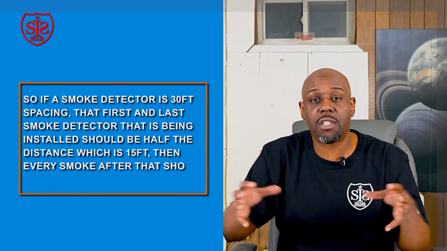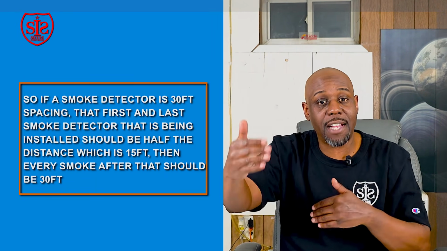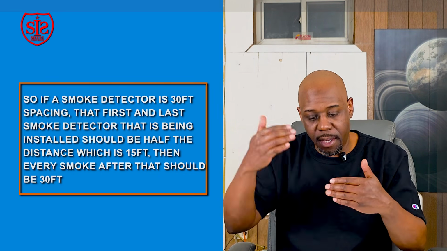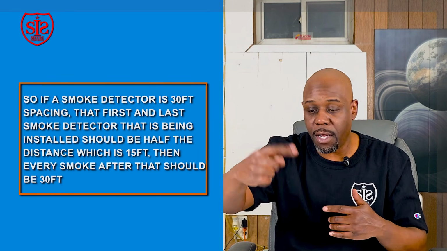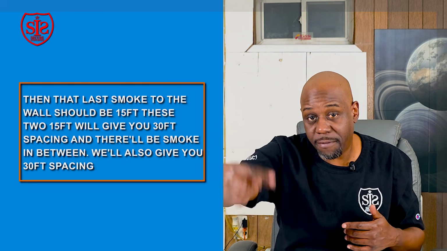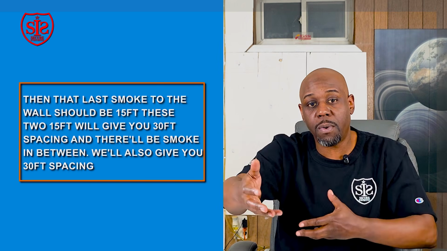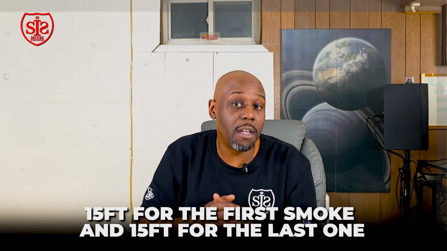Now, what this is saying is if you have a room, let's say 100 feet by 100 feet, we're going to give an easy dimension. The first smoke detector is the 0.7 rule. So if a smoke detector is 30 feet spacing, that first and last smoke detector being installed should be half the distance, which is 15 feet. Then every smoke after that should be 30 feet. Then that last smoke to the wall should be 15 feet. These two 15 feet will give you 30 feet spacing, and every smoke in between will also give you 30 feet spacing. So this is the explanation of that particular code. If you can visualize that, that is the reason why we install smoke detectors at the 0.7 rule, 15 feet for the first smoke and 15 feet for the last one.